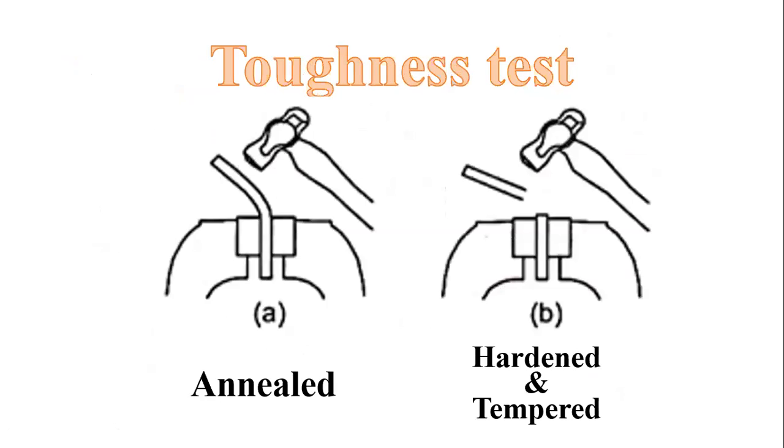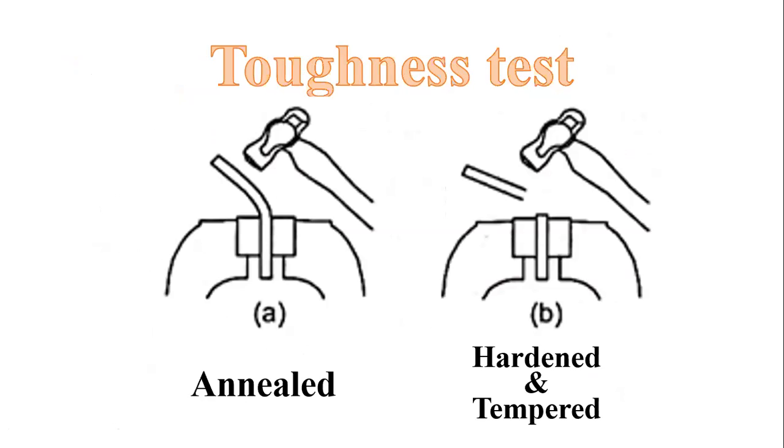It's going to break. The toughness test, or the impact test, consists of striking a suitable specimen with a controlled blow and measuring the energy absorbed in bending or breaking the specimen. The energy value indicates the toughness of the material under test.